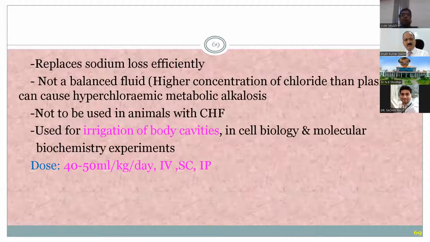And usually these are used for irrigation of the body cavities before or after operations. The dose should be 40 to 50 ml per kg, slow IV, or sometimes subcutaneous, or sometimes IP, because these are not irritant in nature.